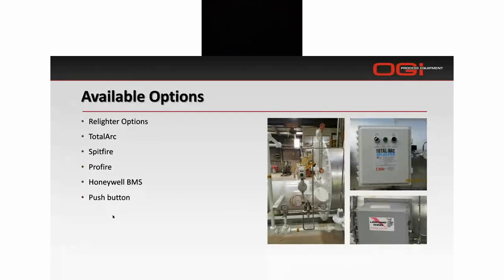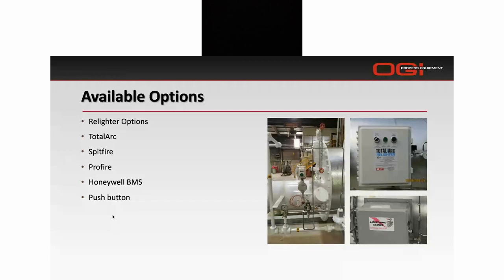The nice thing about a relighter is that if it senses any loss of flame on the pilot, it'll automatically try to relight it. And if it can't, then you have an emergency shutdown. Different relighters will have a different number of attempts, and that goes into what your preference is. So that's the relighter portion.